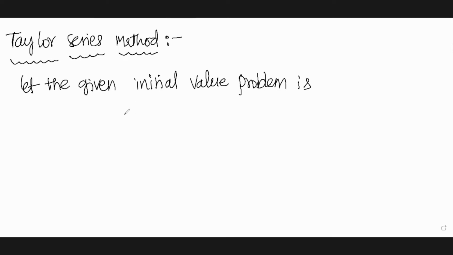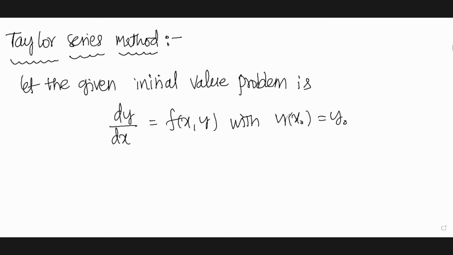Is dy by dx is equal to a function in terms of x and y with initial condition y of x naught is equal to y naught. Now I have to find the numerical solutions of this initial value problem using Taylor series method.